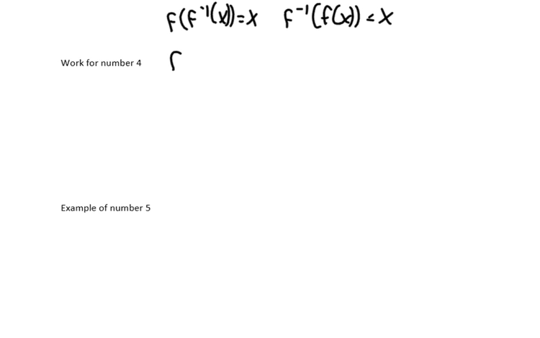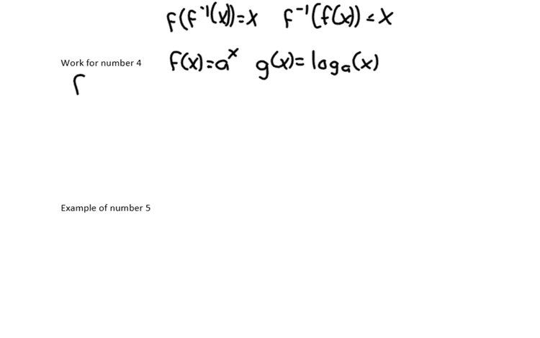Now for number 4, remember, we know that f composed with f inverse of x is equal to x, and f inverse of f of x is equal to x because they're inverses of each other. So let's do f of x is equal to a to the x, and g of x is equal to log base a of x.